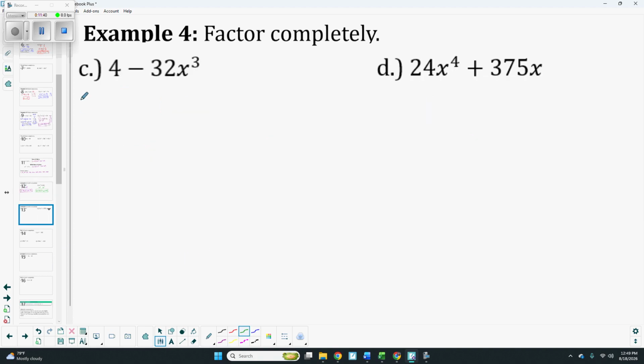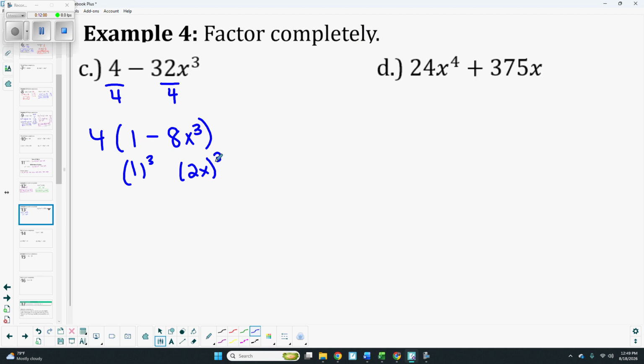Some more together. So this one, 4 and 32 are not perfect cubes, but there's a GCF, right? If I took 4 out of both of those, I'm left with 1 minus 8x cubed. And now 1 is 1 being cubed, and 8x cubed is really 2x being cubed. So the 4 is going to stay on the outside. Now it's minus, so 1 minus 2x.